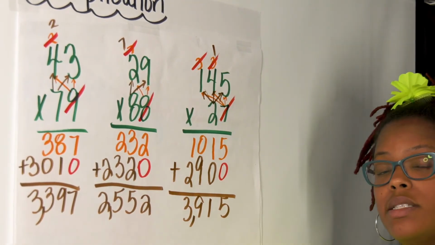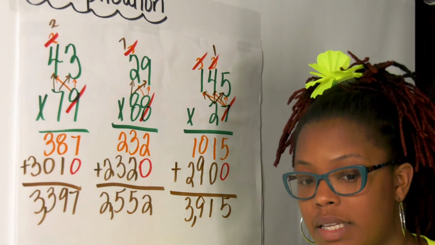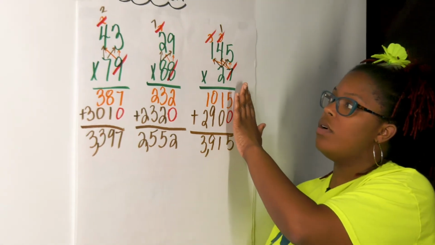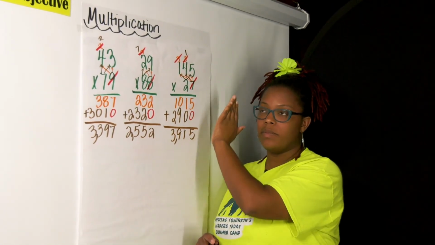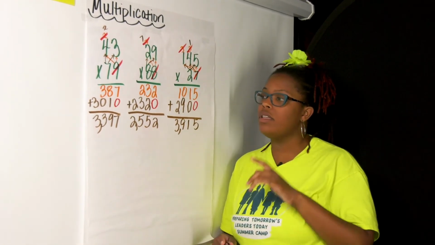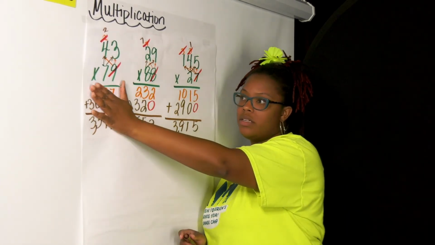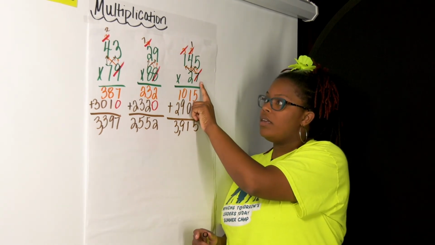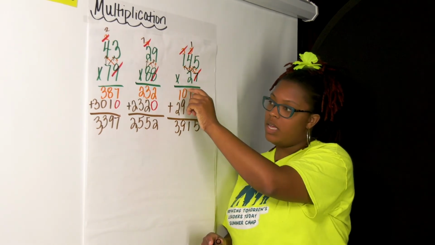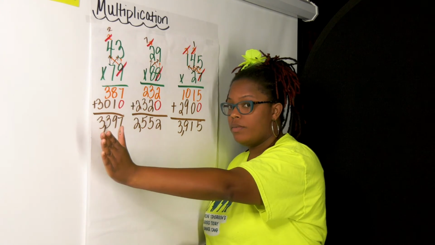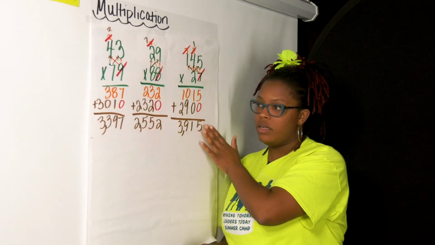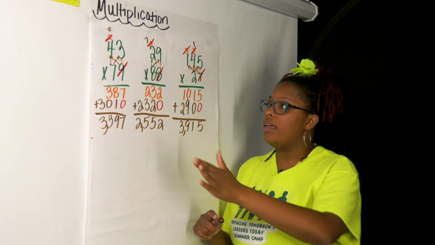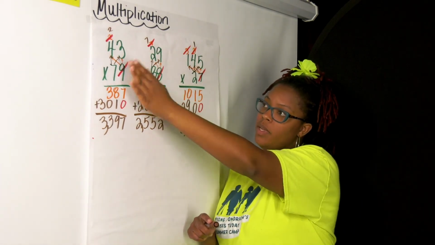So if you notice, the process did not change. We're still multiplying our ones by everything at the top, our tens by everything at the top. The only difference between our 2-digit by 2-digit and our 3-digit by 2-digit is that we had an extra number to multiply. Even the process down below, you still take all of these numbers that we have and we add them together. Nothing changes. Even crossing it out, none of that changed.